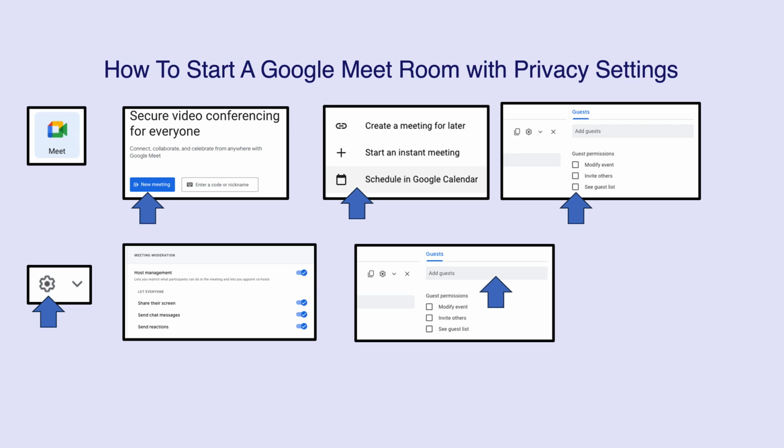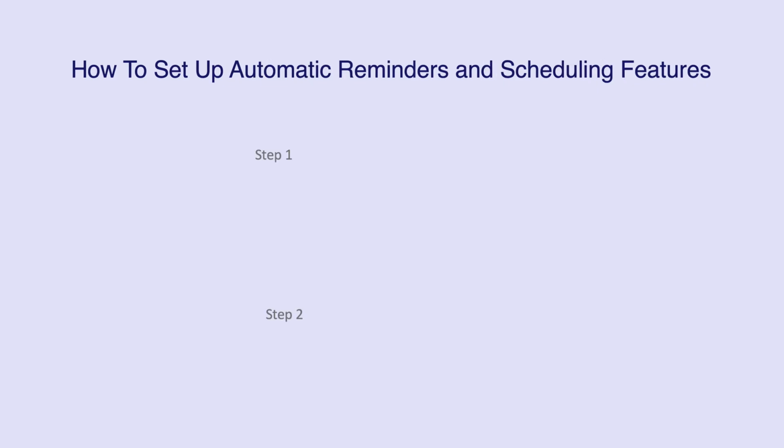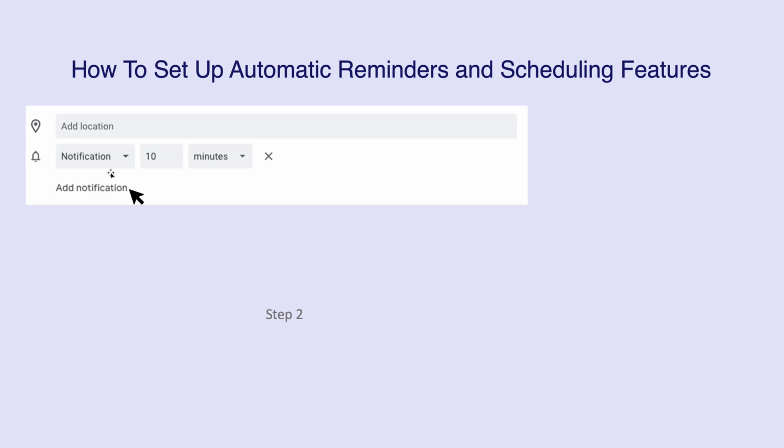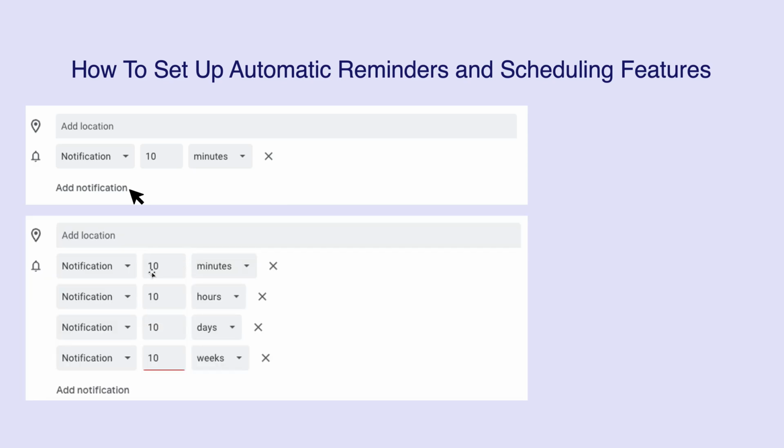Now, going into the automatic reminders and scheduling, it's kind of the same thing. You're going to see a little thing right here for notifications. Now this is the reminder. You're going to click Add Notification. And then you could put 10 minutes from that meeting, 10 hours, 10 days, 10 weeks, whatever automatic reminder you would want. However, to make it rescheduled, you just have to click it as a recurring meeting.